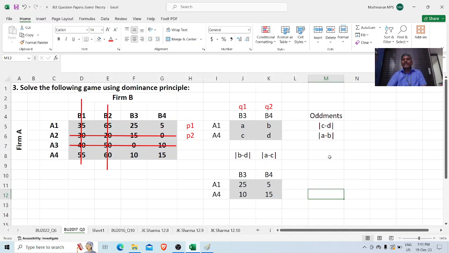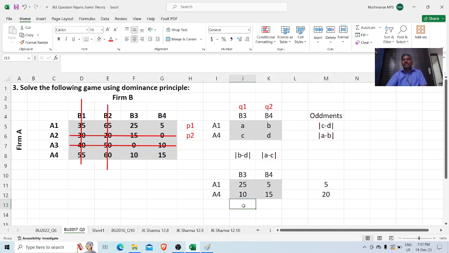Modulus of A minus B. We will write here modulus of A minus B. A is 25, B is 5. So the difference is 20. Modulus of C minus D. C is 10, D is 15. 10 minus 15 is minus 5. When we take the modulus, it becomes plus 5. You have written the value there.